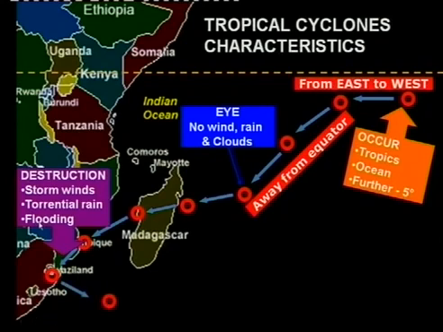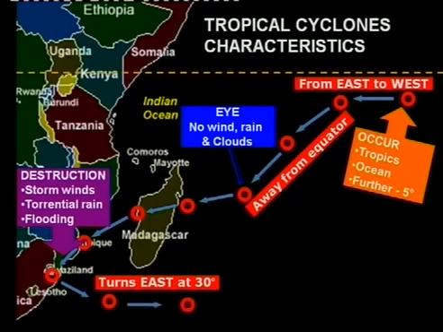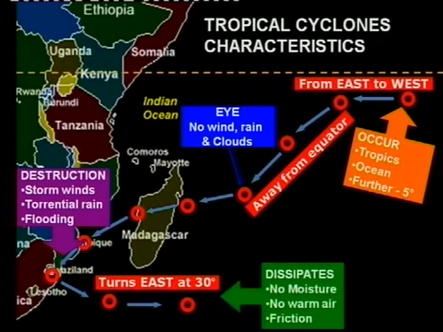As the tropical cyclone moves further, then this is a very important thing. As it hits the 30 degrees, it turns back towards the east. And then it will dissipate. And why does it dissipate? Because there's no moisture, no warm air, and because of friction.